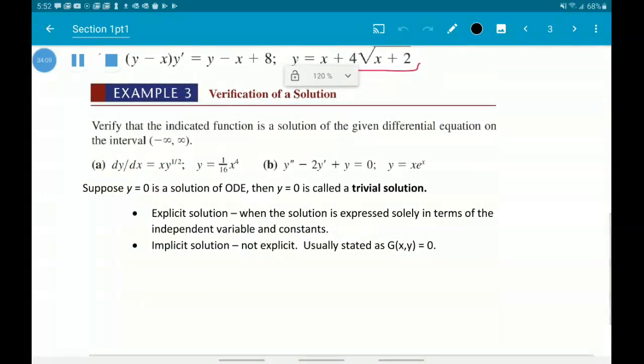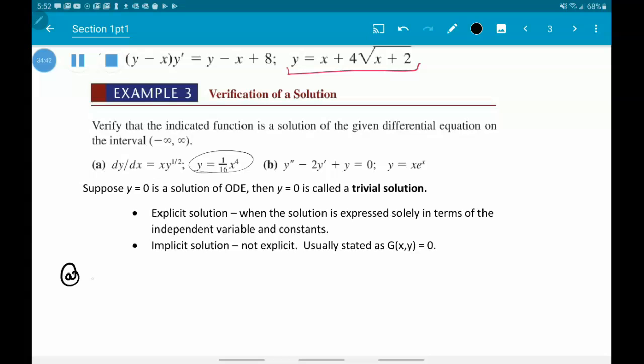Let's go to example 3. We're verifying another solution. We have in part A, dy over dx is equal to x y to the 1/2, and they're giving us this, y equals 1/16 x to the 4th. They're asking us to verify that solution. So once again, to verify, you have to take a derivative. Now we need a first derivative here. So let's take that derivative.